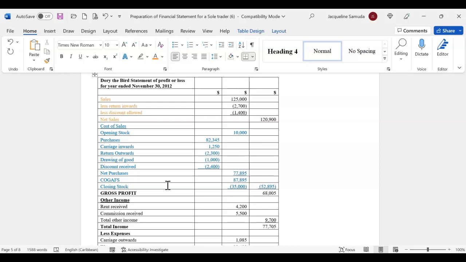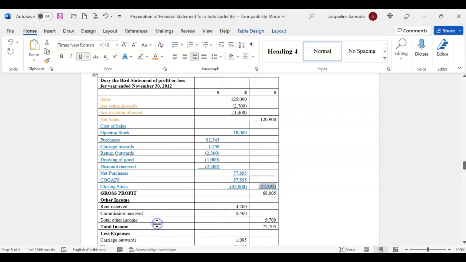Then we have our cost of sales block, and this is highlighted in blue. So all the figures, all the line items labeled in blue are used to work out the cost of sales figure. And this figure in the question, in the profit or loss document, is 52,895. This is the cost of sales figure. So even though we put the heading up here, cost of sales, we have the figure calculated here.